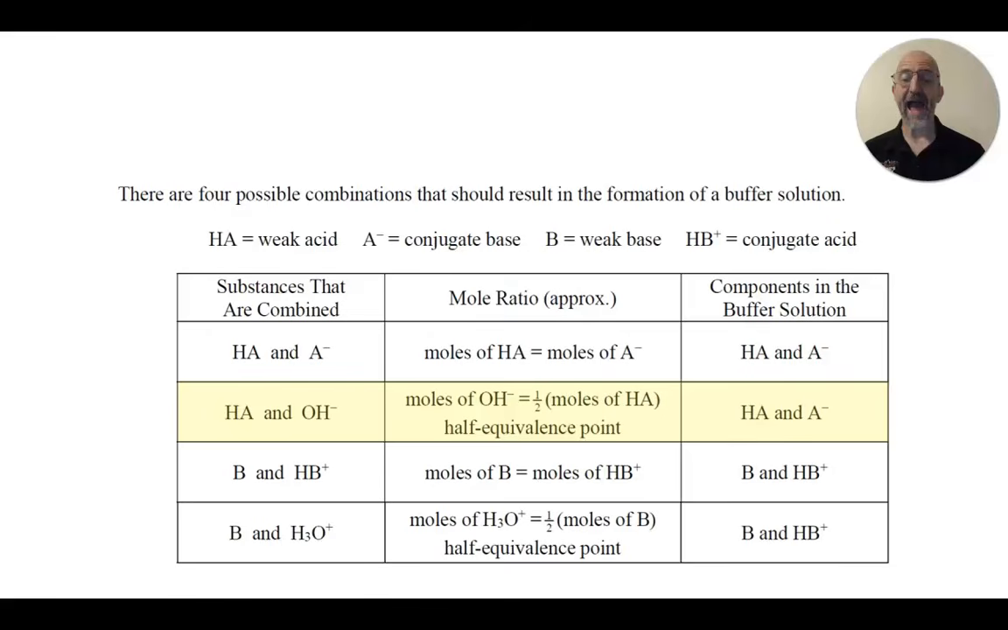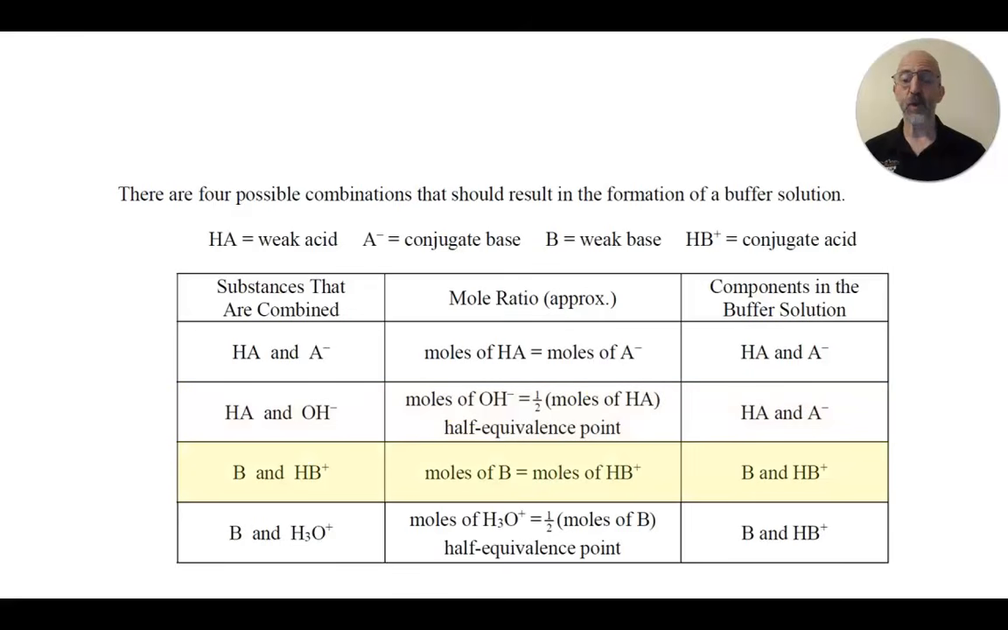It's basically a half titration to get to the half equivalence point. So if you have HA and then you add hydroxide so that the number of moles of hydroxide is half the number of moles of HA, then that will also result in a good buffer solution with roughly equal amounts of HA and A-. There's a similar situation if you start with a weak base.